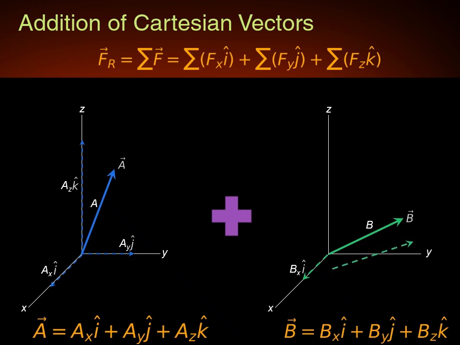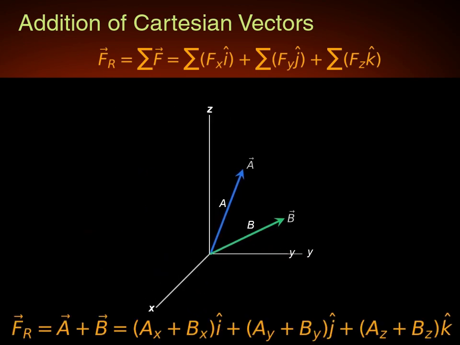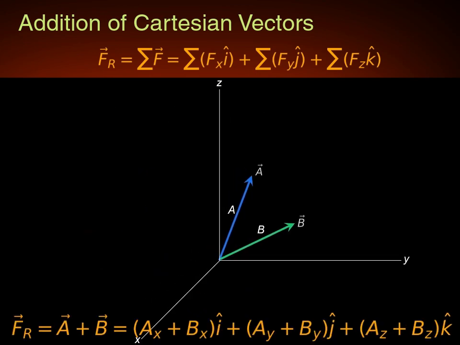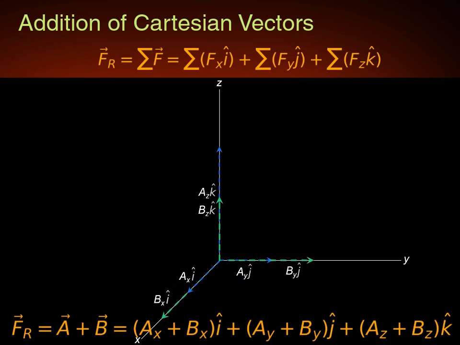For an example, let's suppose you have two vectors A and B that you want to add. First, you resolve the forces into their i, j, k components. Then you add A sub x to B sub x, and that'll give you FR sub x times i caret. Next, you add A sub y to B sub y to get FR sub y times j caret. And lastly, you add A sub z to B sub z, and you'll get FR sub z times k caret.